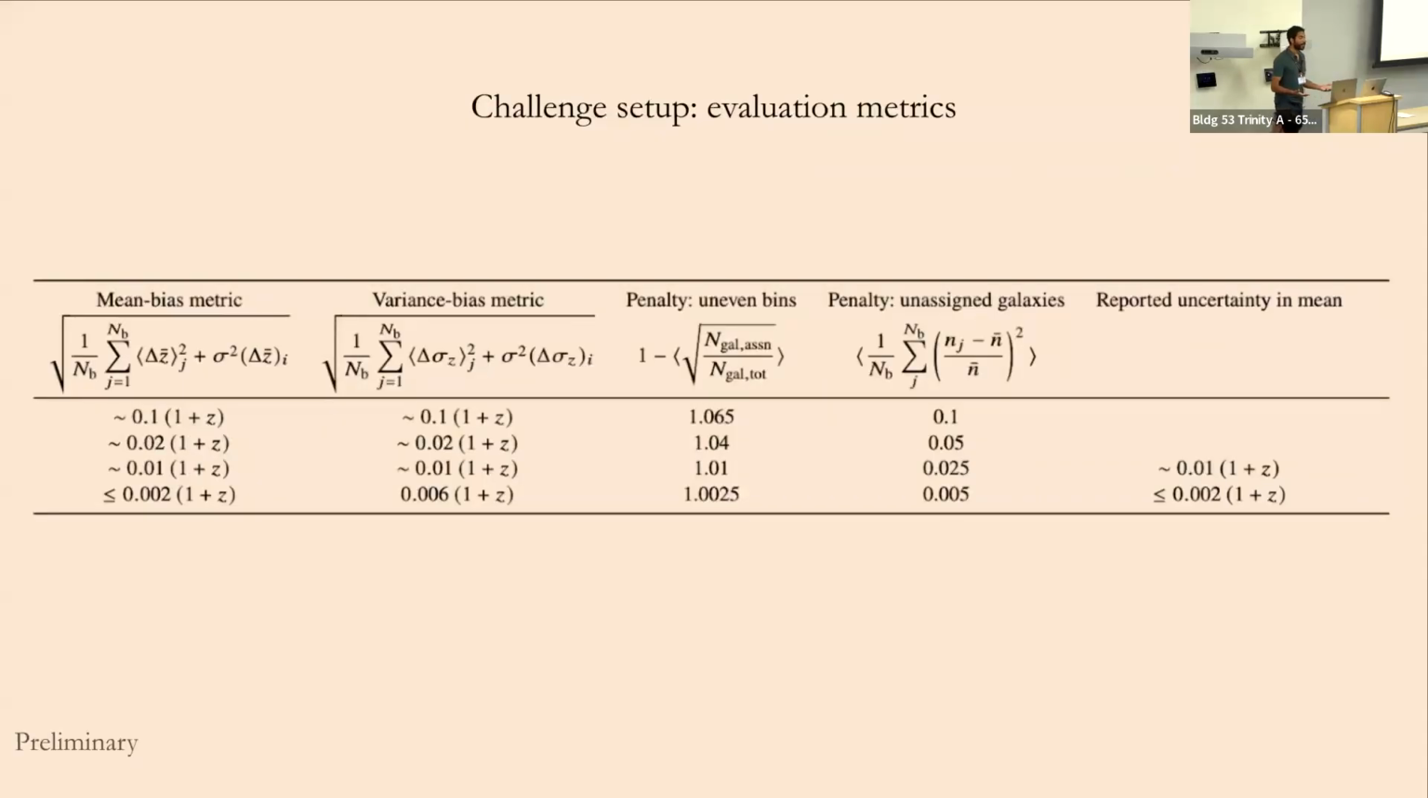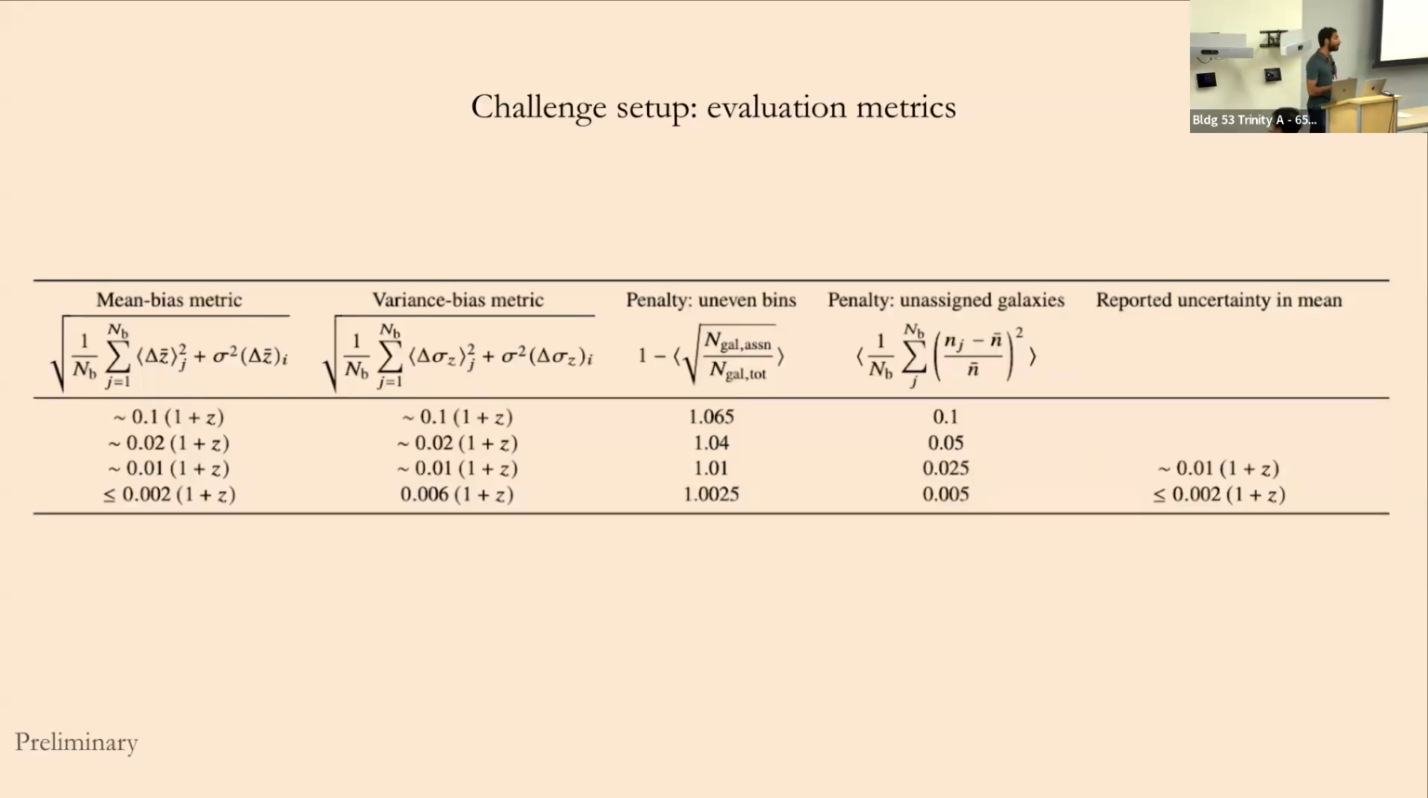So, our evaluation metrics right now. We are going to penalize 4 things essentially. One is bias in the mean of estimated N(z) relative to truth, and that's what that first column is showing. We've categorized performance from a reasonable baseline to meeting science requirements as you go from top to bottom there. We're also going to penalize bias in the variance, so a flattening, broadening of the N(z) relative to truth is going to be penalized as well.